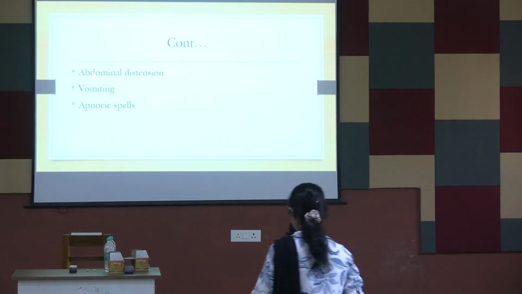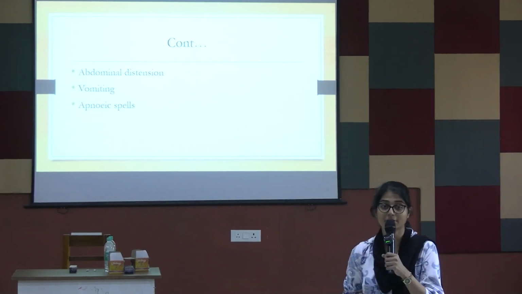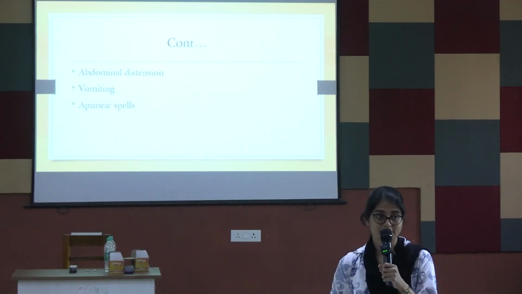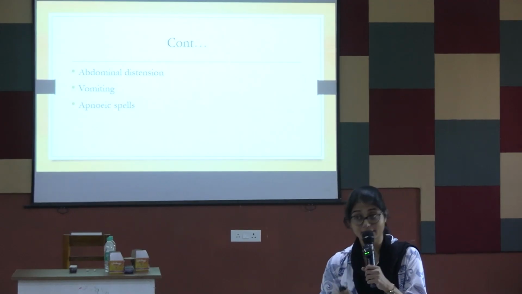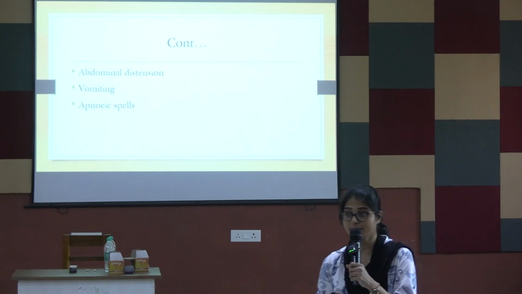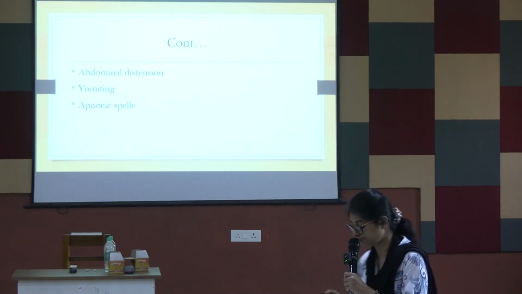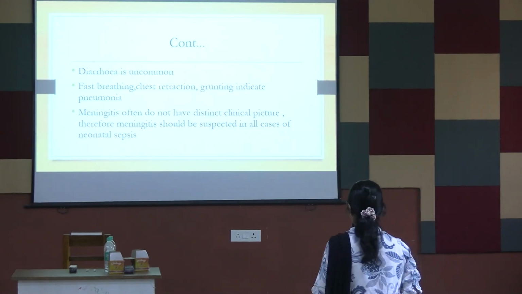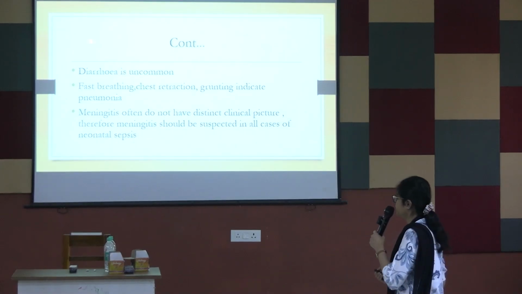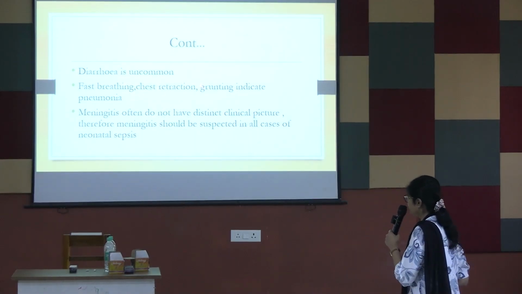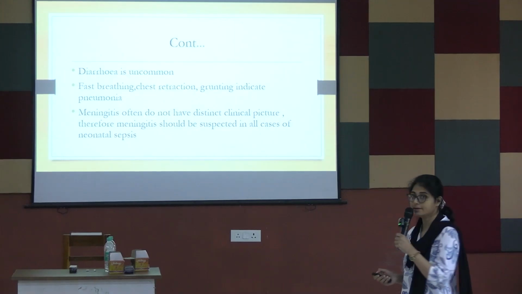Okay. And apneic spells. What do you mean by apnea? Cessation of breath. Along with that, there can be bradycardia also. That also indicates it may be because of sepsis. Diarrhea is usually uncommon, but it can be present. Fast breathing, chest retraction, grunting indicate pneumonia.